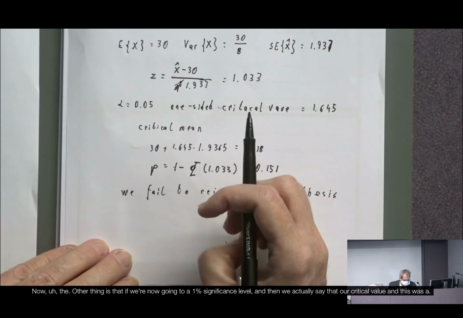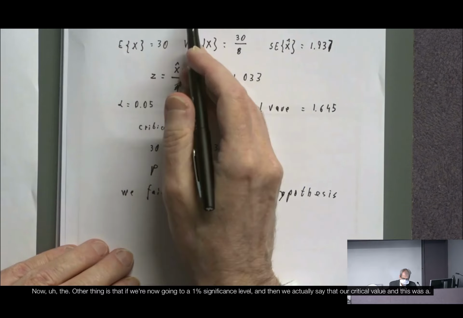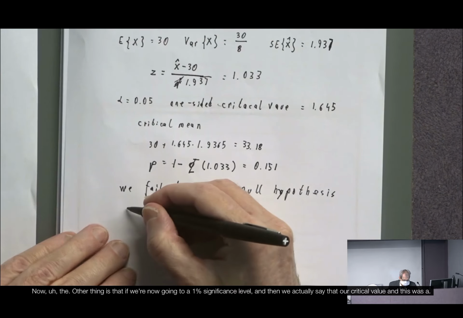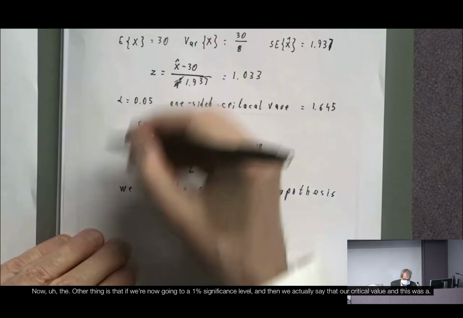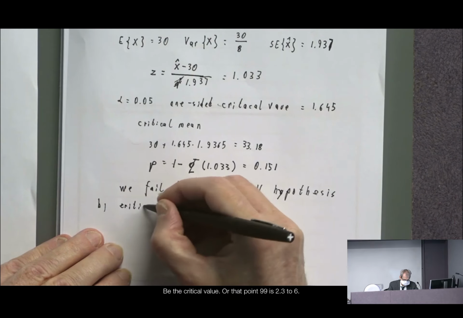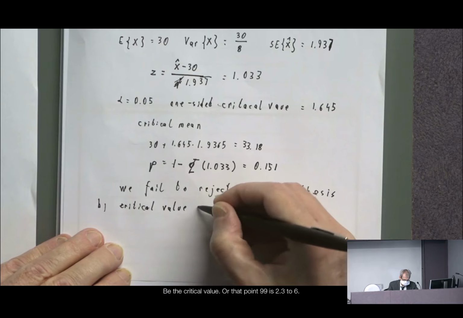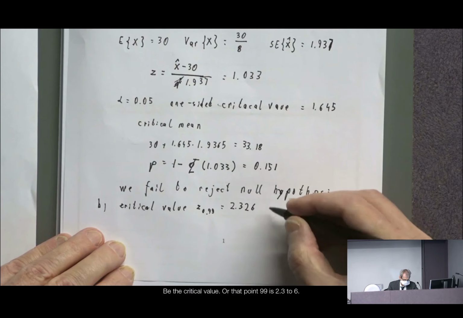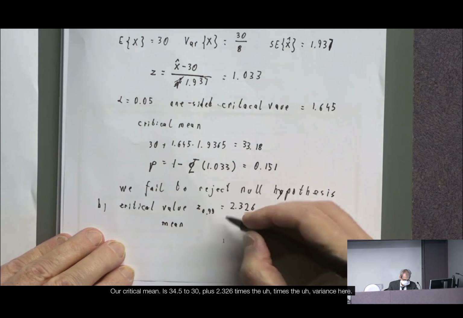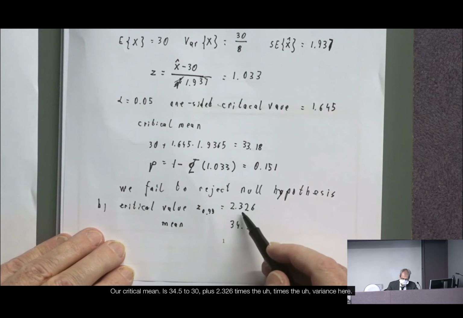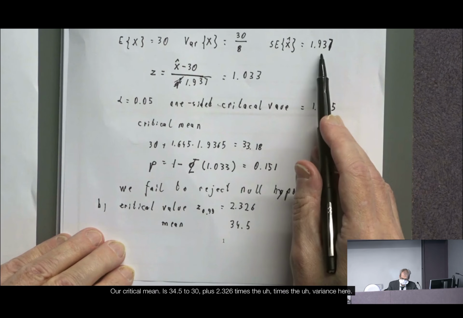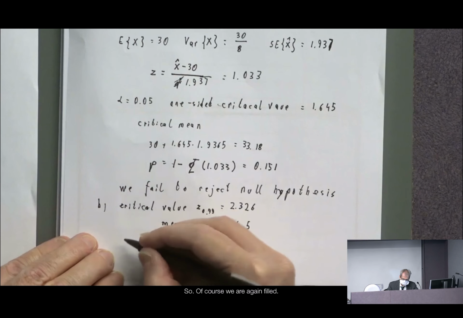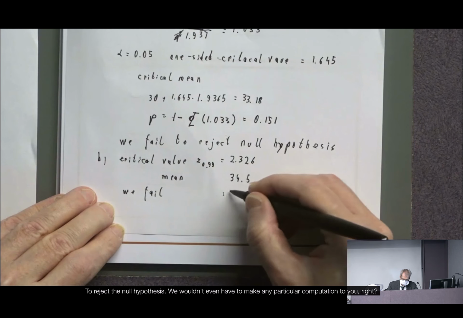Now, the other thing is that if we're going to a 1% significance level, then our critical value, our z.99, is 2.326. Our critical mean is 34.5. It's 30 plus 2.326 times the standard error here. So, of course, we again fail to reject the null hypothesis.